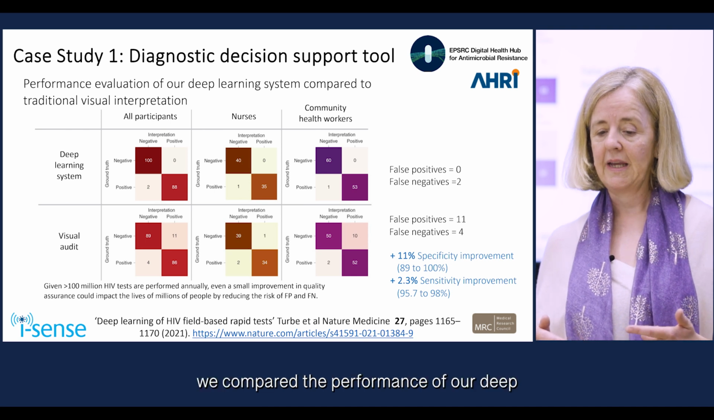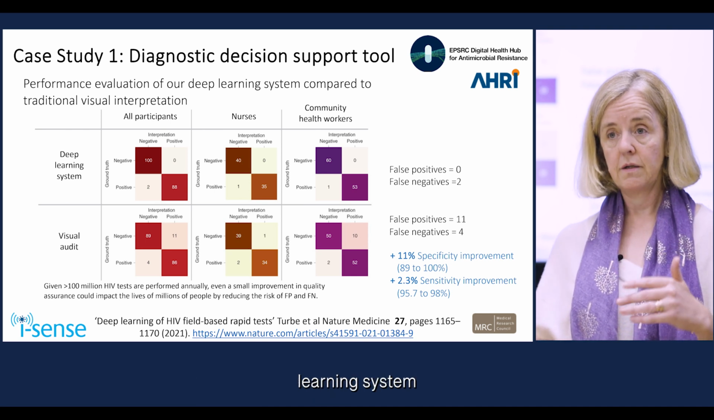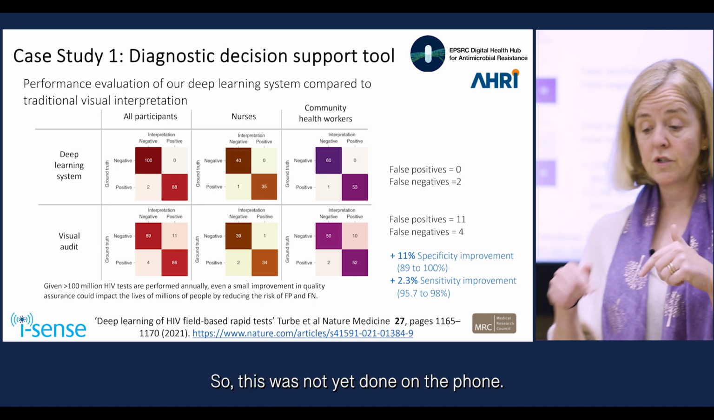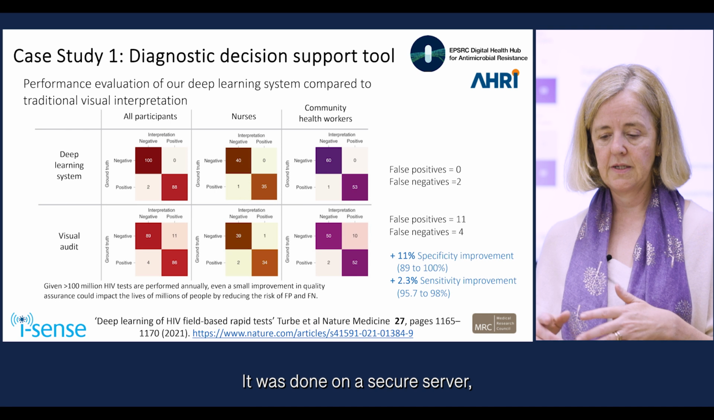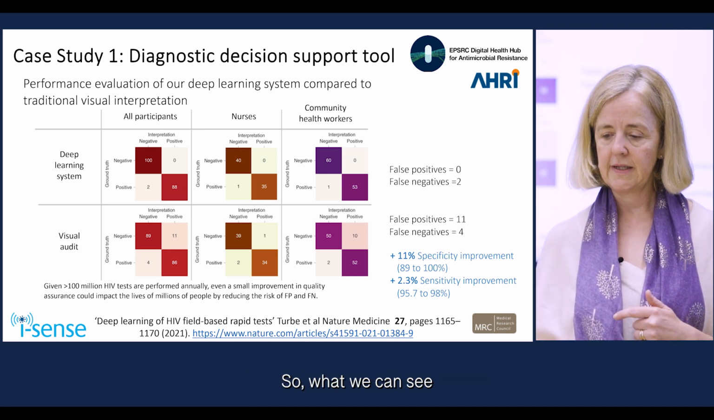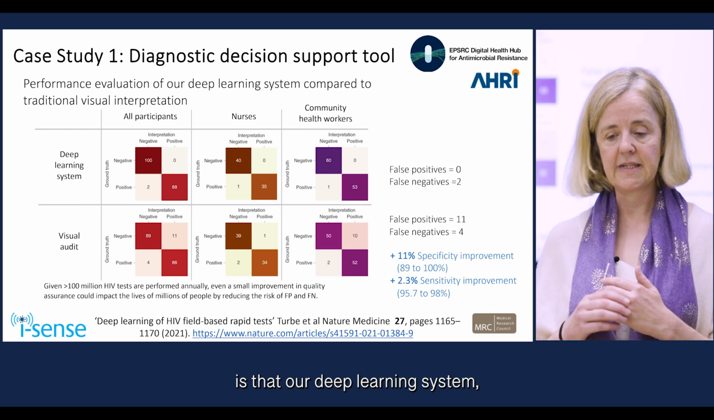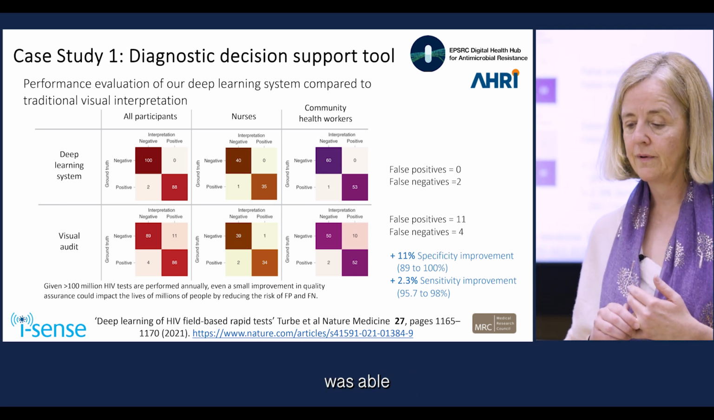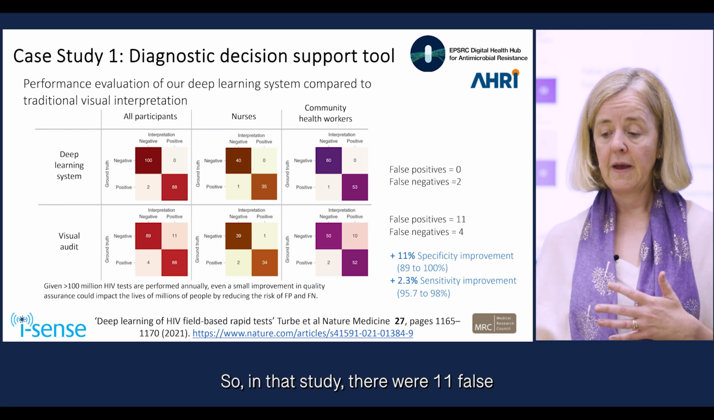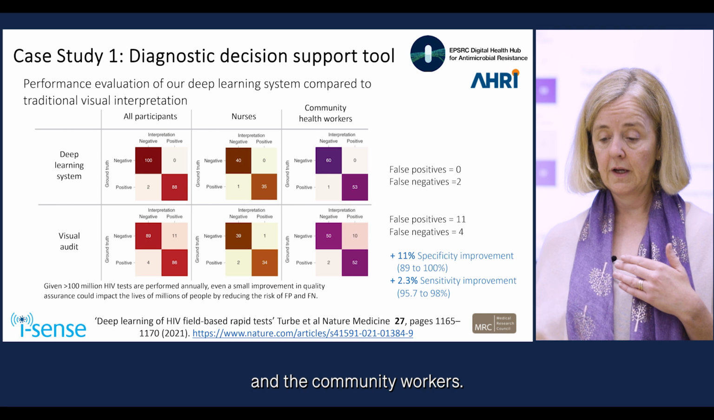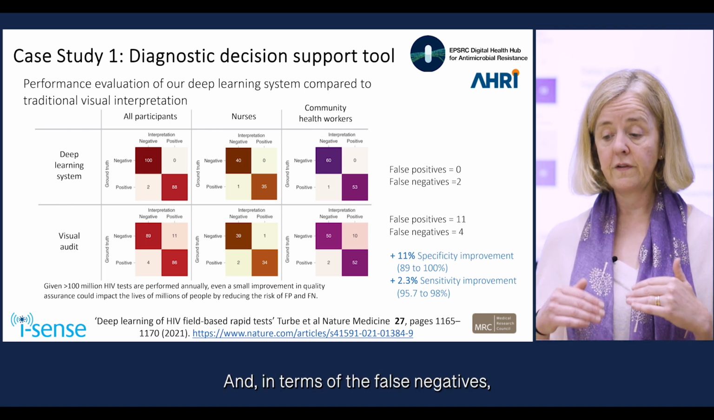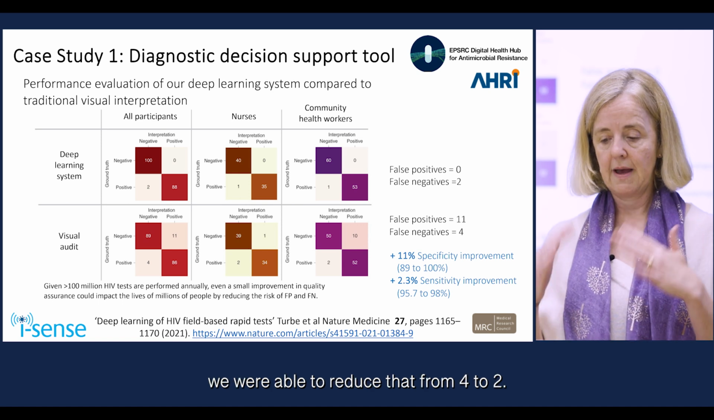In this study, we compared the performance of our deep learning system to visual inspection by nurses and community health workers. This was not yet done on the phone. It was done on a secure server, but the results were really encouraging. Our deep learning system, which we call Classify, was able to significantly reduce the number of false positives. In that study, there were 11 false positives by the nurses and the community workers, and we reduced that to 0. And for the false negatives, we were able to reduce that from 4 to 2.